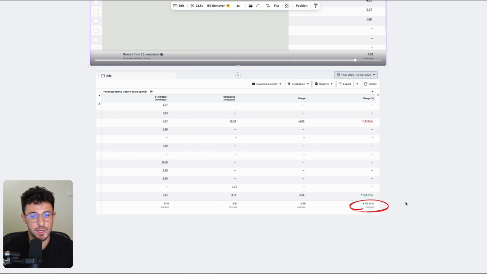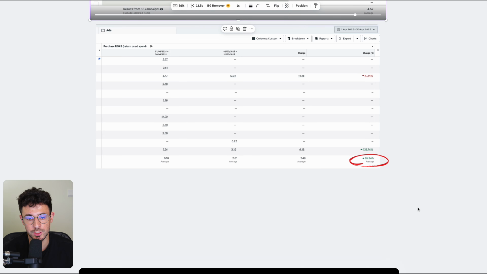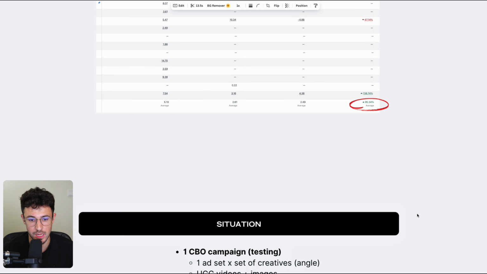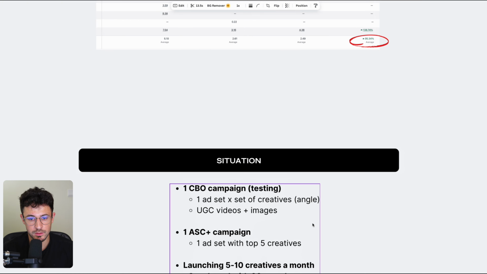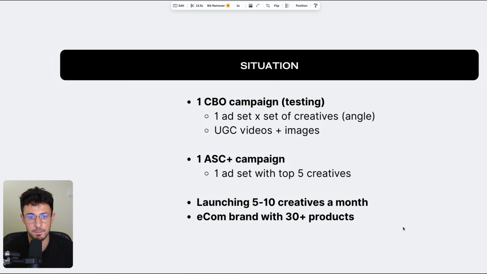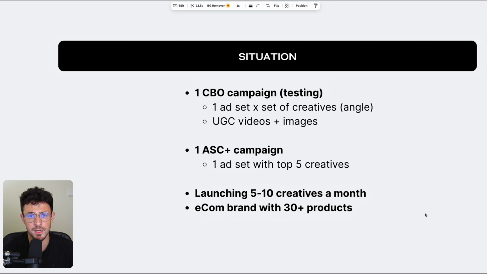Okay, before going to the actual process, I want to give you a little bit of context about the situation this brand was in. So this was the current campaign setup. They had a CBO campaign with an Advantage Shopping Plus campaign, which is probably what most of you are doing. So one testing campaign, ABO or CBO, which in their case was a CBO campaign, and one Advantage Shopping Plus testing and scaling campaign.